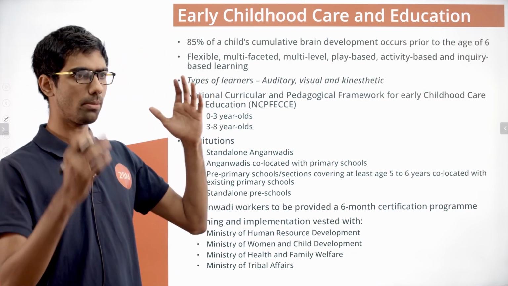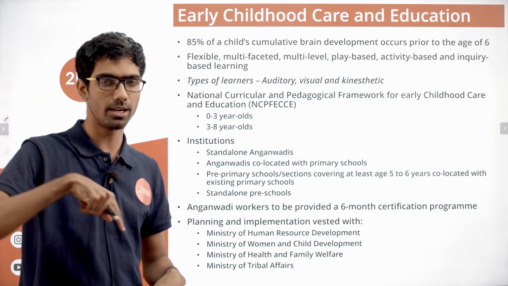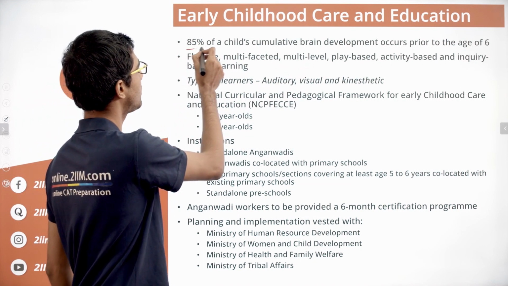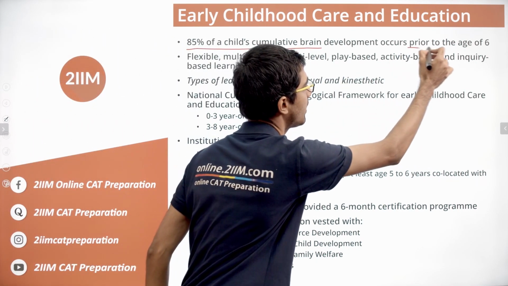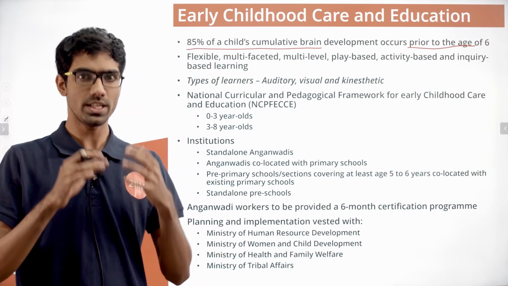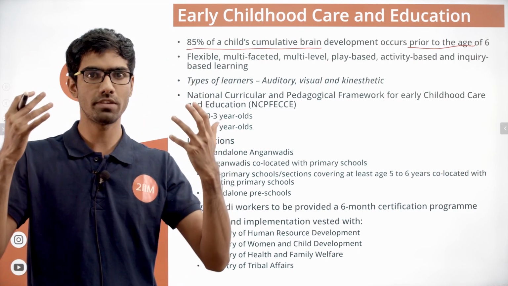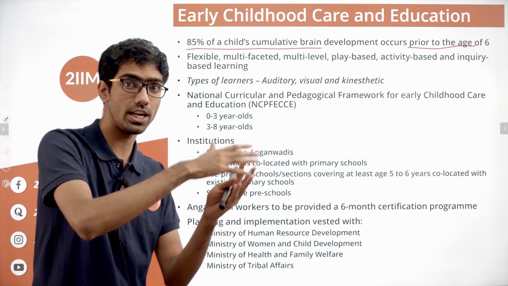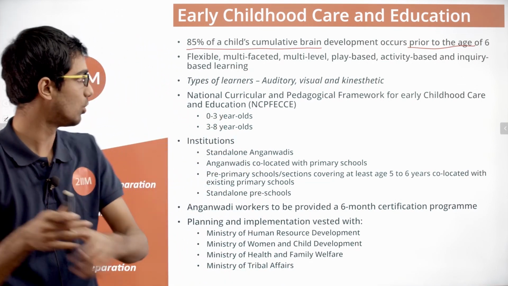The main anchoring point around which the whole ECCE proposal revolves is this one: 85% of a child's cumulative brain development occurs prior to the age of 6. Meaning when a child is 6 years old, there is already some cognitive and cumulative development that the brain has undergone, and that is the foundation which the child uses to then understand what is going on and what they are going to learn later.